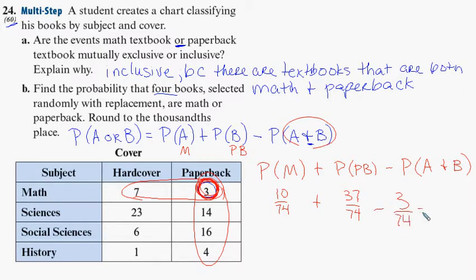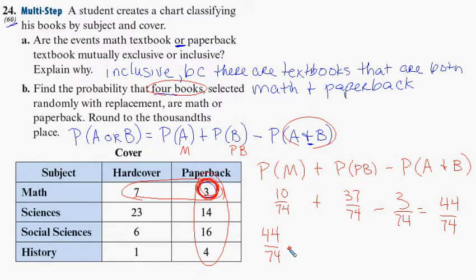Okay, now when you do all of that math, you should see that you end up with 44 out of 74. So 44 over 74, and I know that can be reduced, but I'm not going to do that right this second. Okay, now here's where the 4 books come in, this is where we get a chance to do some multiplying, because we want this to be 4 consecutive events. So the first time this happens, the probability is 44 over 74, right? Okay, that's for the first book.